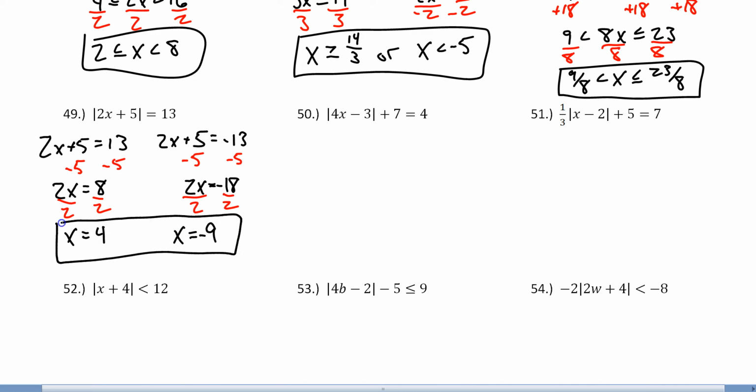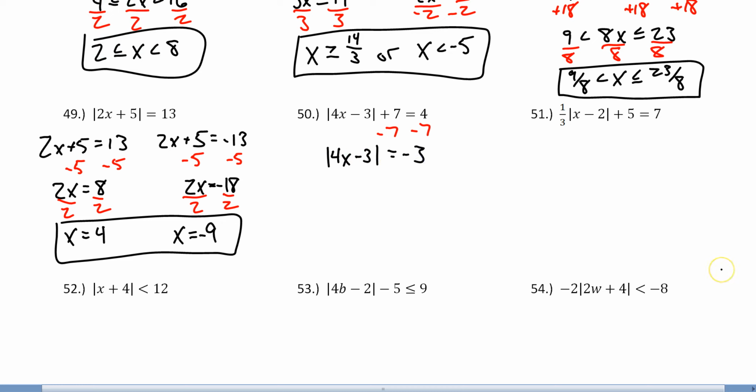Okay? And the last thing I should do is plug those back in and check them to make sure that they work. These ones do when I plug it back in. Just do a quick mental check. All right? The next one, I have to get the absolute value by itself first, so I'm going to subtract the 7 from each side. And so I get the absolute value of 4x minus 3 equals a negative 3.